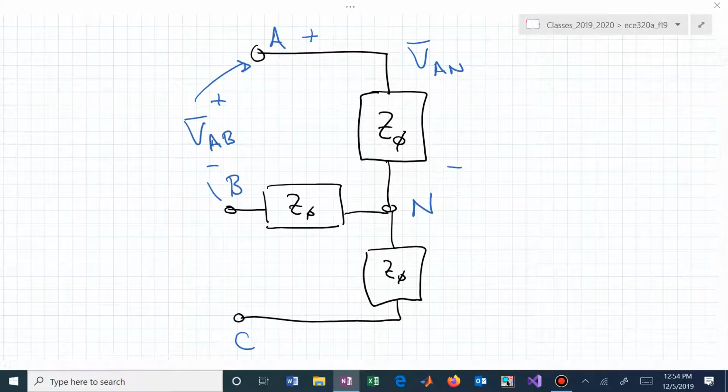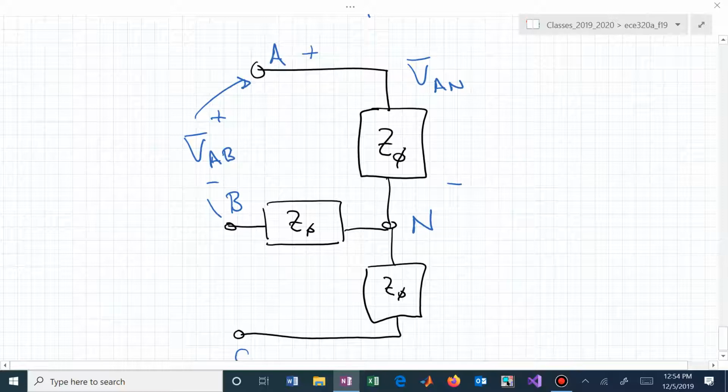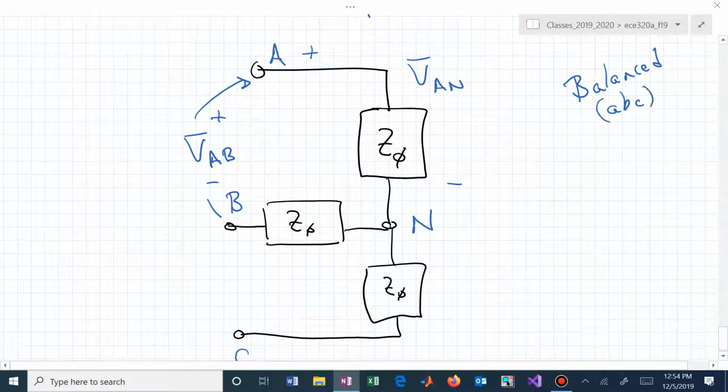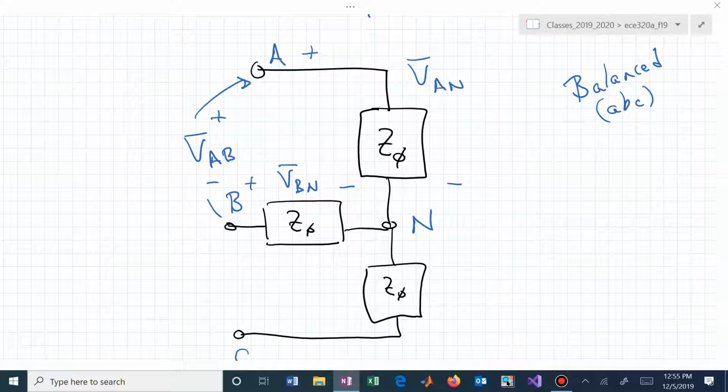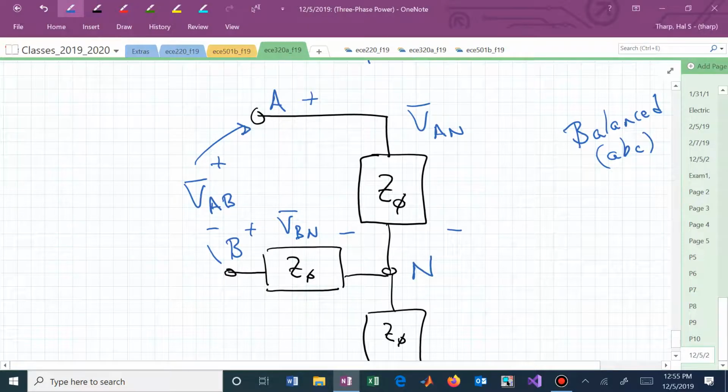How are those two phasors related? This is balanced. Did I say that? Maybe not, but I indicated it by the Z sub phi. And I'm going to say it's an ABC sequence so that we have a way of assigning phase values for the A phase voltage and the B phase voltage, which is this voltage V sub B, across your B phase impedance. We can now find the relationship between those.